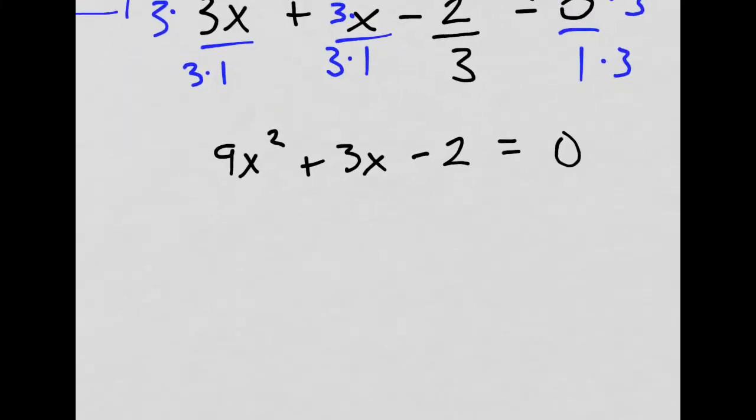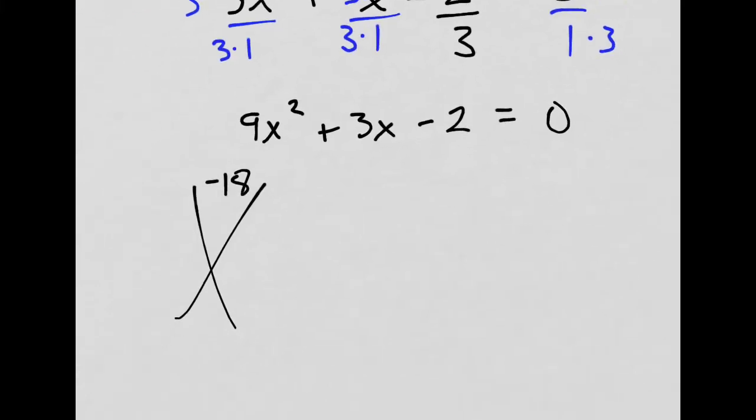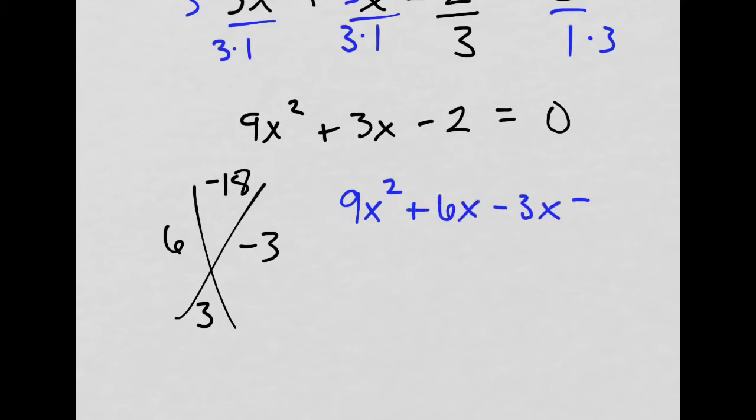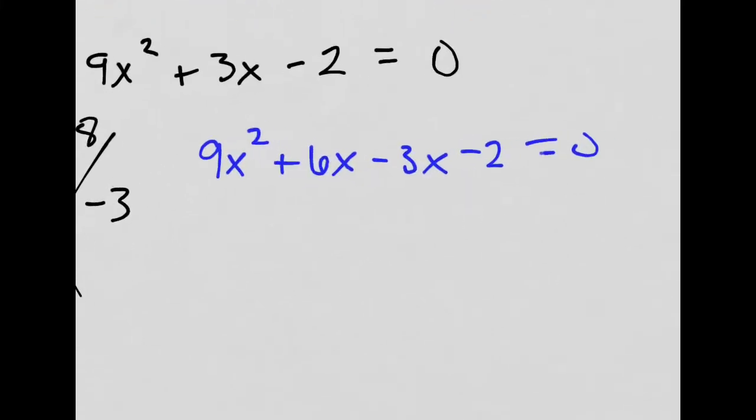Then, looks like I can do big X. So what was in the top? 9 times negative 2 is negative 18. And 3 in the bottom. Ooh, 6 times 3 is 18. Is that true? I think so. And then a negative, it would be a negative 3. But I cannot use the shortcut because I have the 9 there. So I have to have 9x squared plus 6x minus 3x minus 2 equals 0.